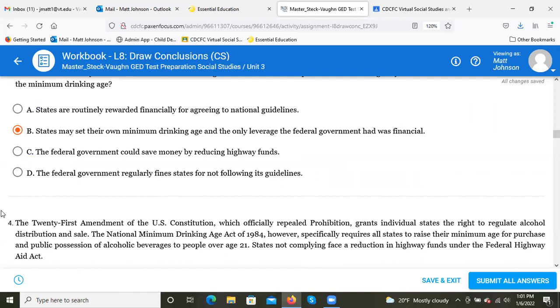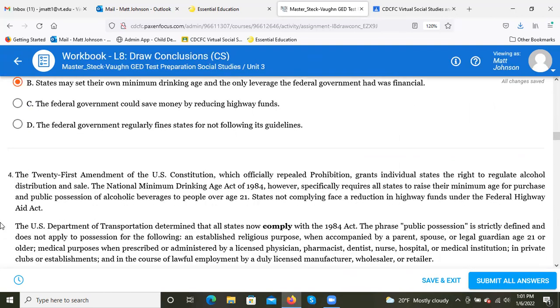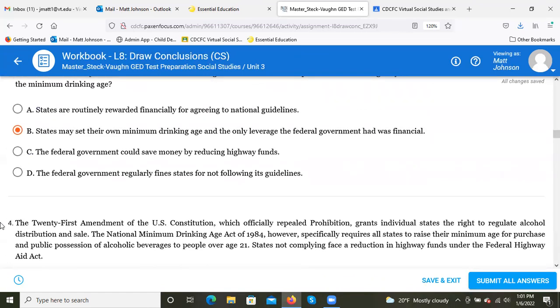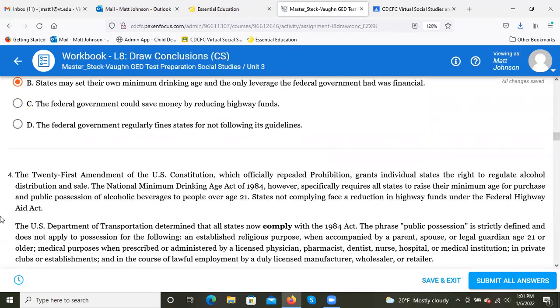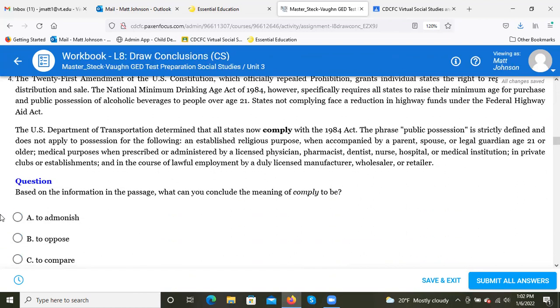And of course, even with a lot of over the counter medicines, you can't purchase those until you're like 21. So B as in boy for 3. States set their own minimum drinking age, but the federal government can take away certain funding depending on that. So number 4, Christiana, could you read number 4?